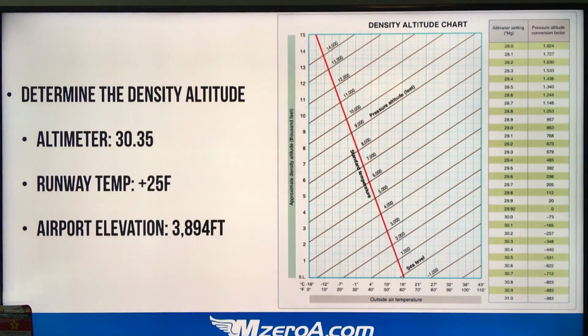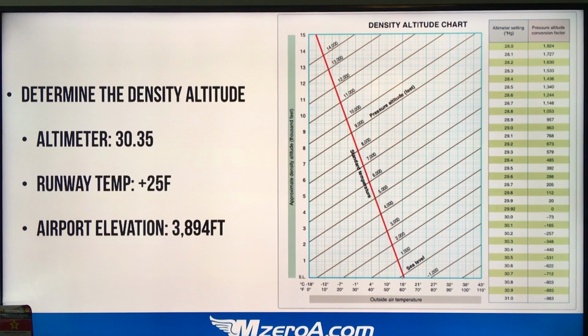Now, how do we calculate density altitude? There's a lot of ways to do it. There's plenty of apps, there's plenty of formulas, but I want to show you the old-fashioned way because this is how you'll be asked to calculate density altitude on your FAA written test. And these are actual FAA written test questions here. They read like this. Determine the density altitude.